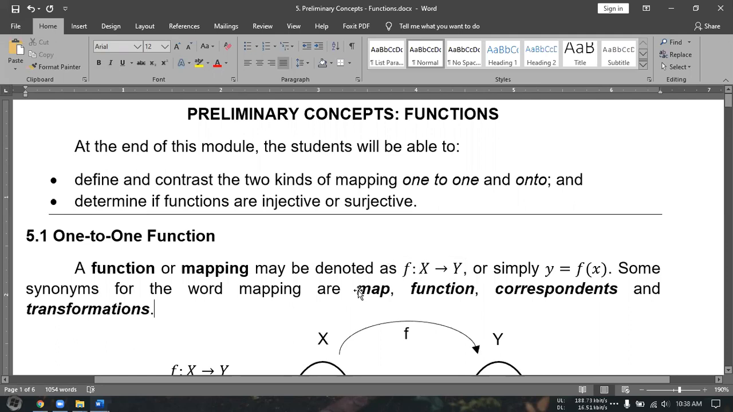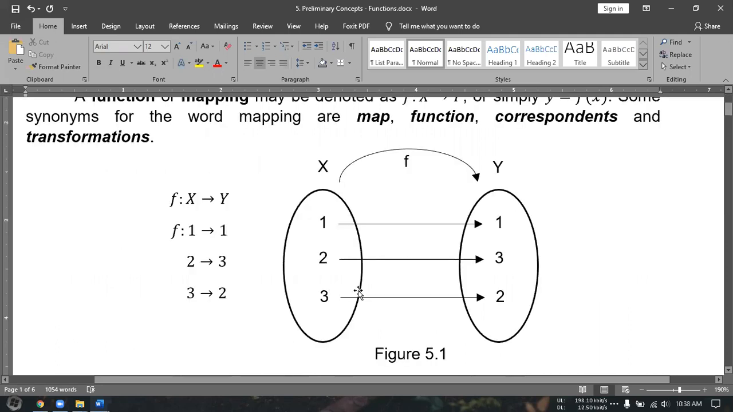Here we have an example of a one-to-one function, where an element in the first set is related, mapped, corresponds or transforms to one and only one element in the second set. For example, 1 maps to 1, 2 maps to 3, 3 maps to 2. So this is a one-to-one function.